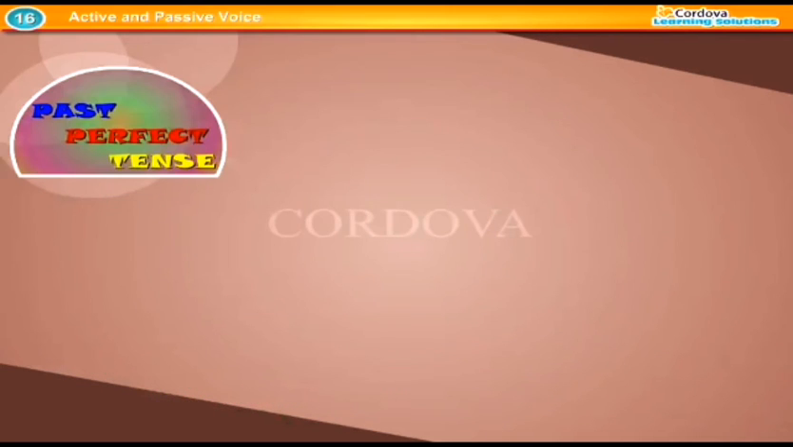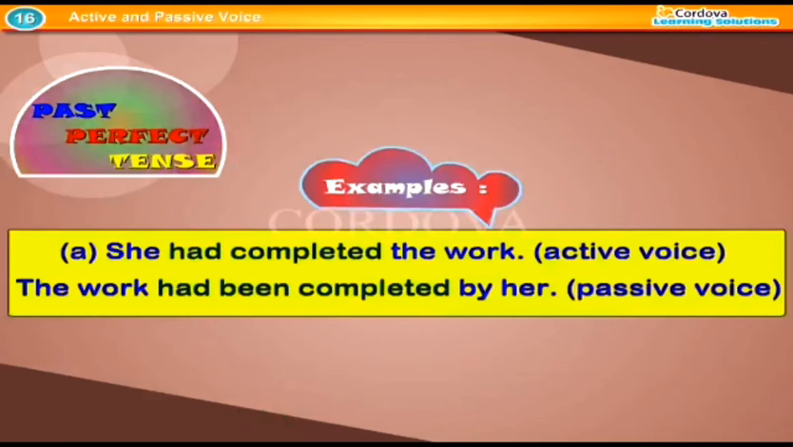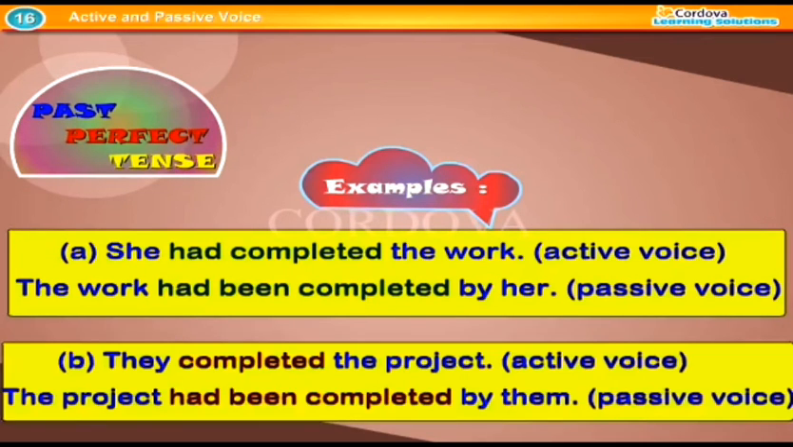Past perfect tense. Examples: She had completed the work. Active voice. The work had been completed by her. Passive voice. They completed the project. Active voice. The project had been completed by them.